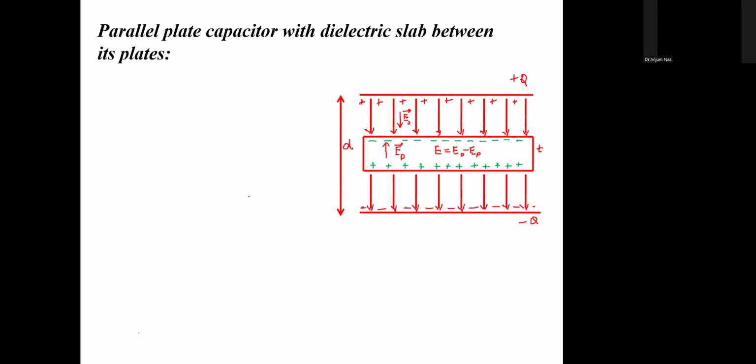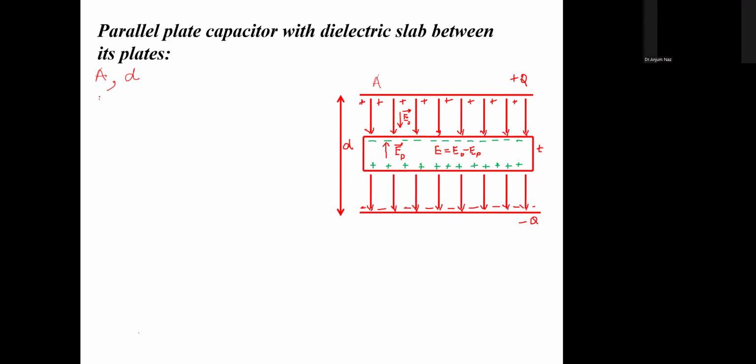Let us see here a capacitor, parallel plate capacitor with plate area A and plate separation D. When there is no medium between the plates, let us suppose the capacitance of the parallel plate capacitor is C0. A is the area of the plate. Let's consider a capacitor with plate area A and plate separation D.